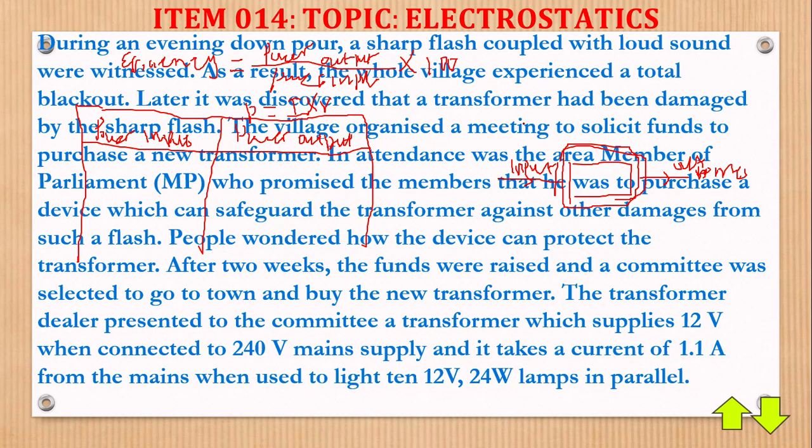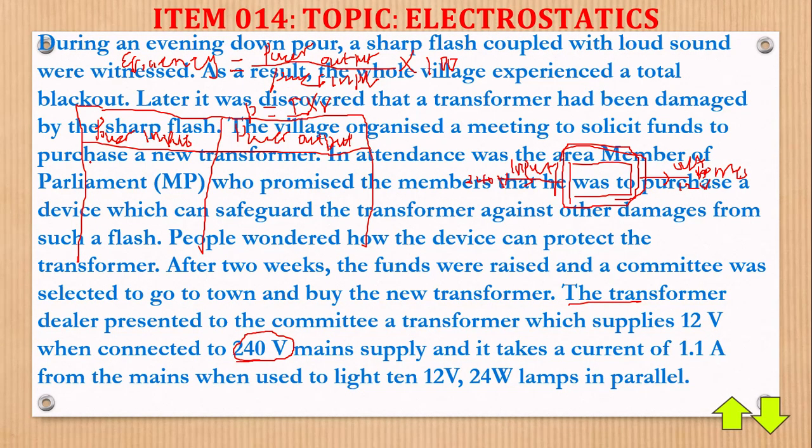Okay, good. Now let's read that part of the transformer. They say the transformer dealer presented the committee a transformer which supplies 12 volts. Let's continue. When connected to a 240 V mains, meaning that when this transformer was connected to a 240 V mains. Now that is the input.